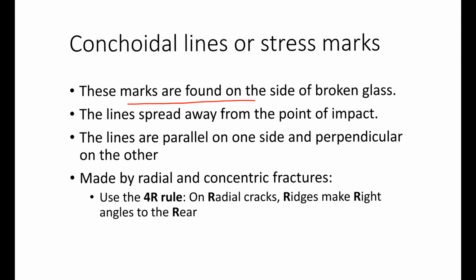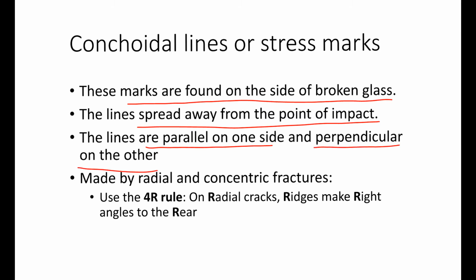So again, let's do some highlighting. Again, these are marks found on the side of broken glass. They spread away from the point of impact. They are parallel on one side, and then they turn and become perpendicular on the other. And they're made by both radial and concentric fractures. So you're not looking at the piece of glass flat, you're turning it on its side and looking at it. And one of the things that we use is this thing called the 4R rule, which stands for on radial cracks, ridges make right angles to the rear. And I'll show you an image of what that means in a second.